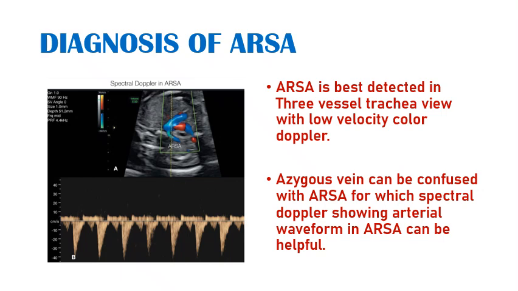ARSA is best detected in the 3-vessel trachea view with low velocity color Doppler. Azygos vein can be confused with ARSA, for which spectral Doppler showing an arterial waveform in ARSA can be helpful.